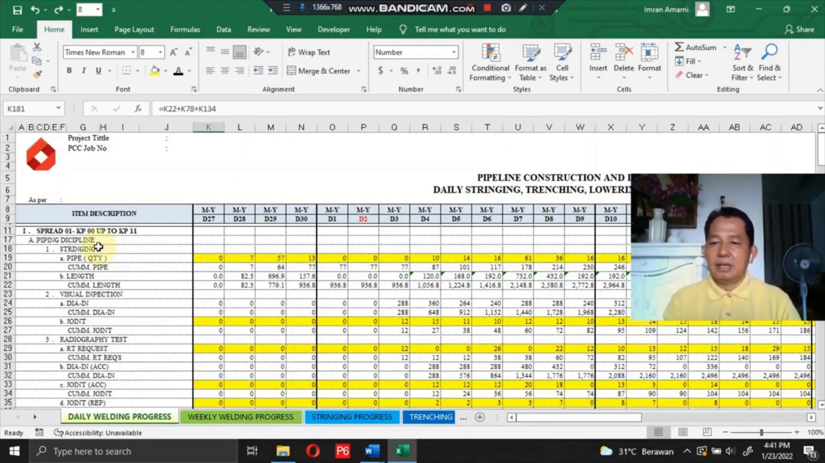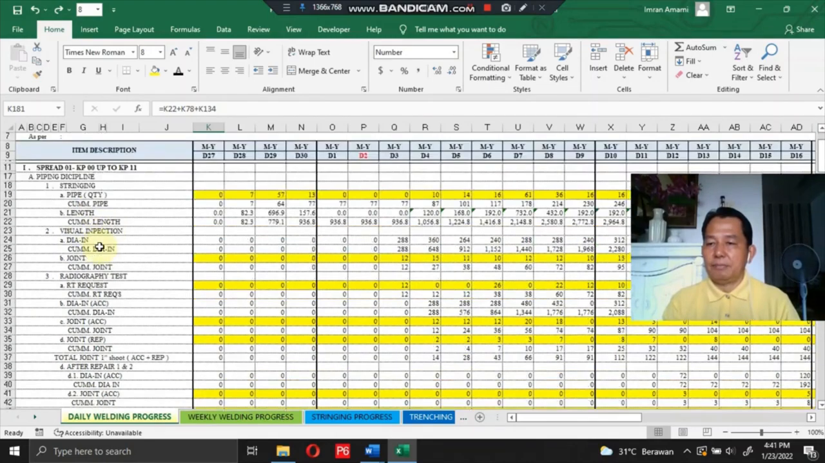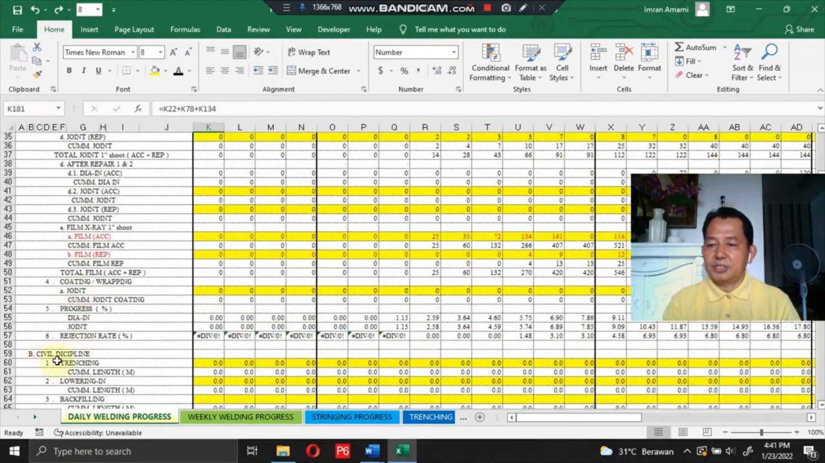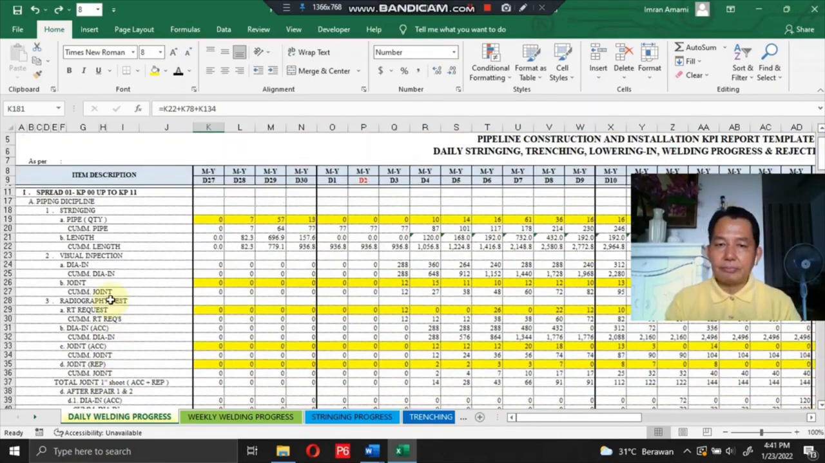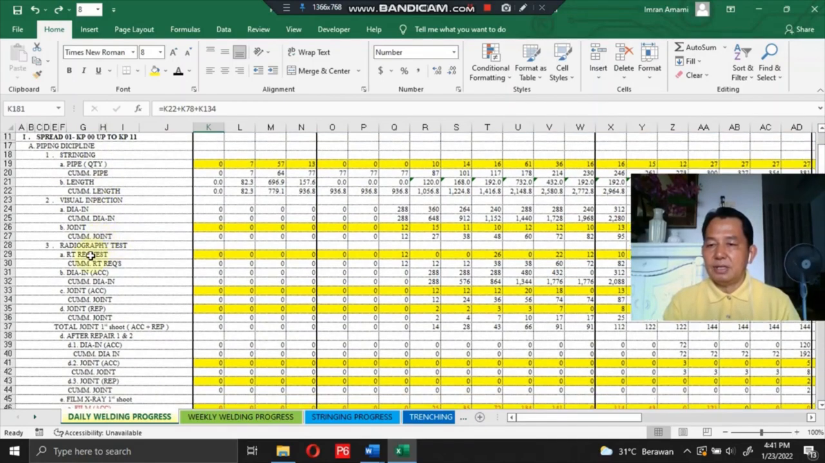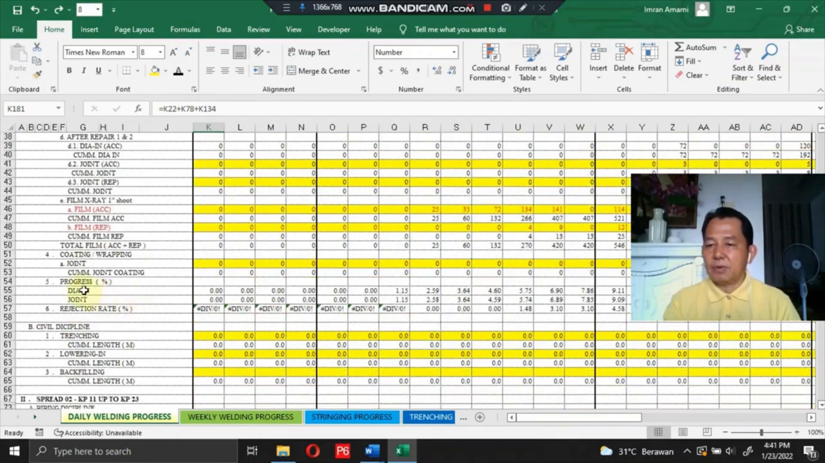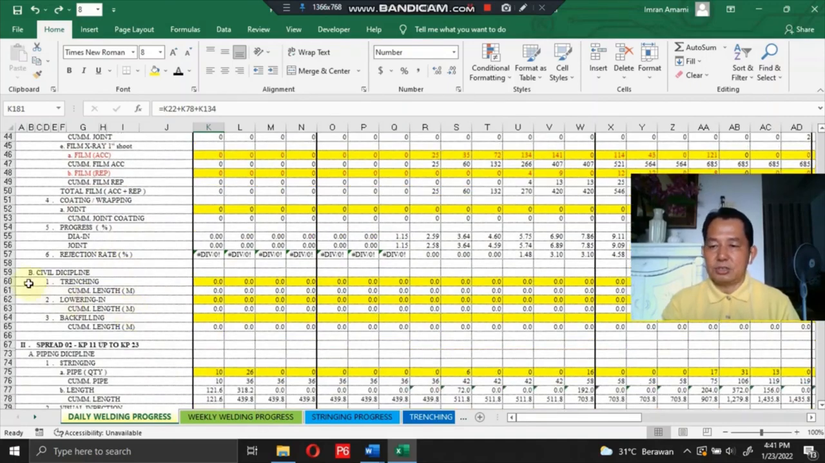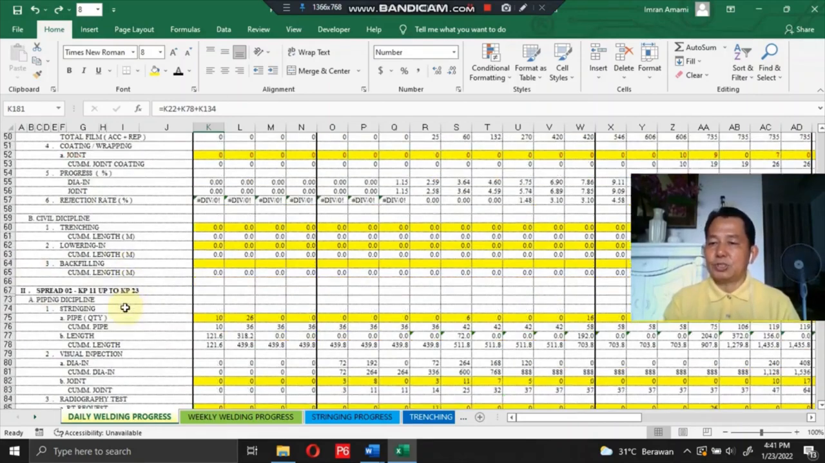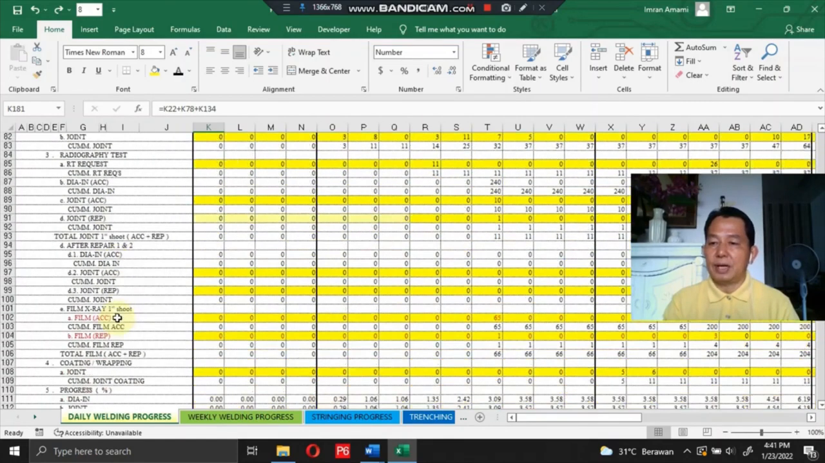Each sprint area is divided into two main disciplines. First, the piping discipline, and second, the civil discipline. For the piping discipline, there is stringing progress, visual inspection, radiographic tests, coating and wrapping progress, percentage progress, and percentage rejection rates. For the civil discipline, there is trenching progress, lowering progress, and backfilling progress. It is the same for Sprint areas 2 and 3.